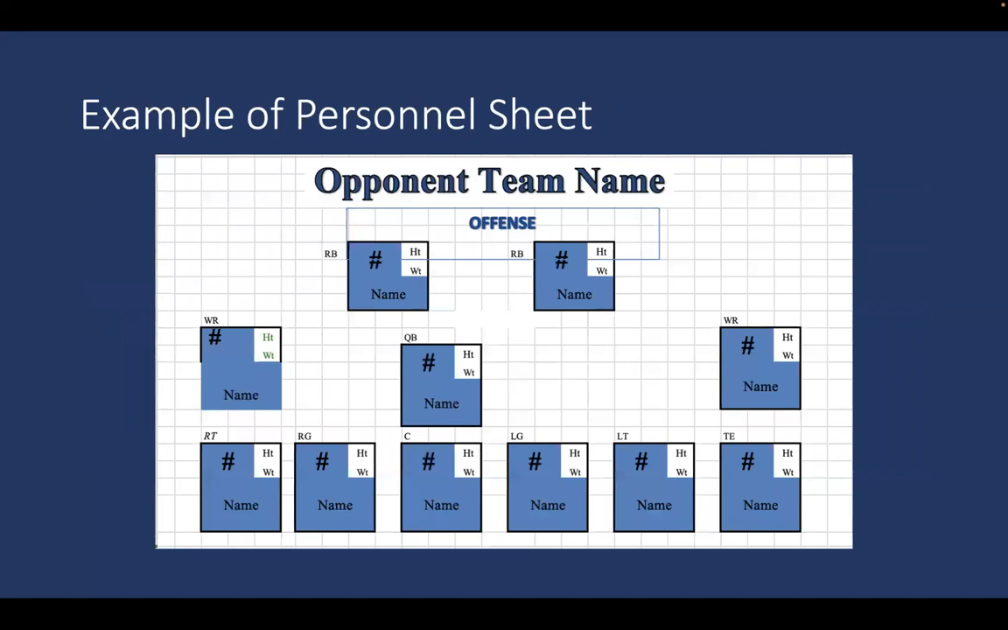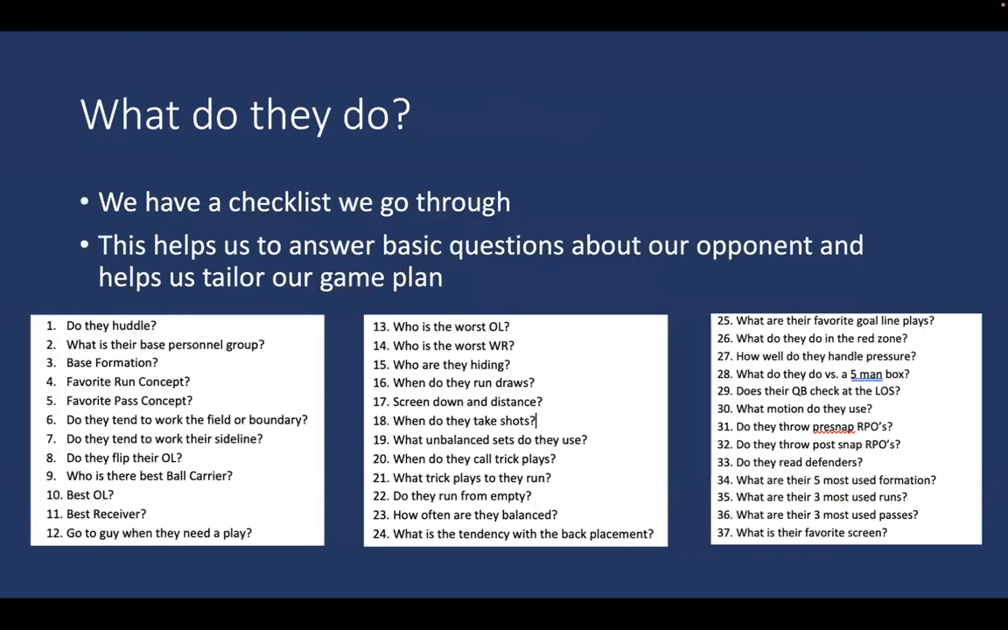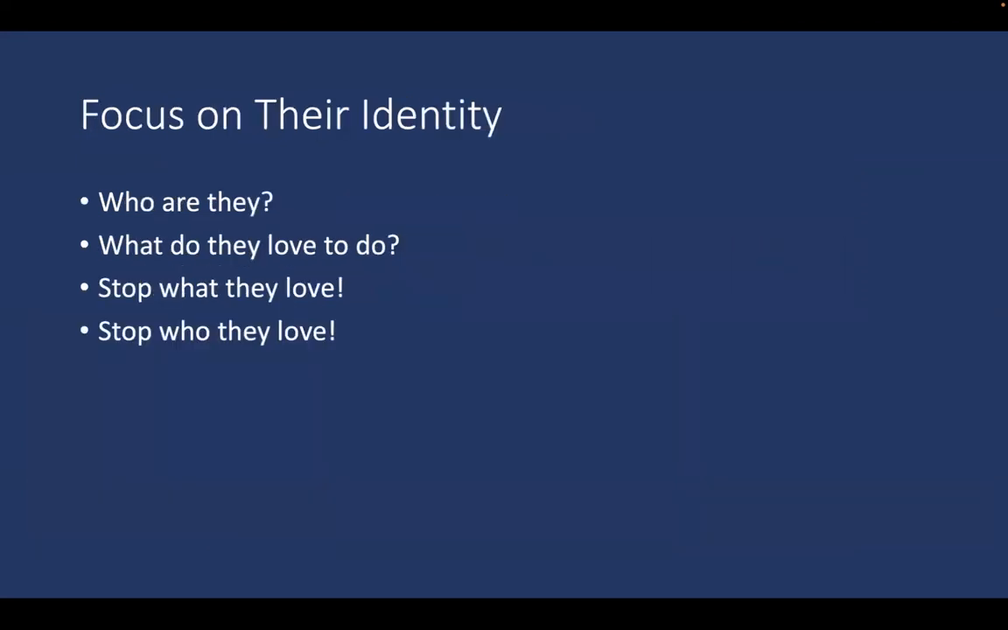This is an example of what the personnel sheet looks like. It's an Excel document. We're going to have all the starters listed, and we're going to put some strengths and weaknesses. These are some checklists we go through. I tend to go through these myself because the coaches are teaching a bunch of classes. And then we're going to share this information.